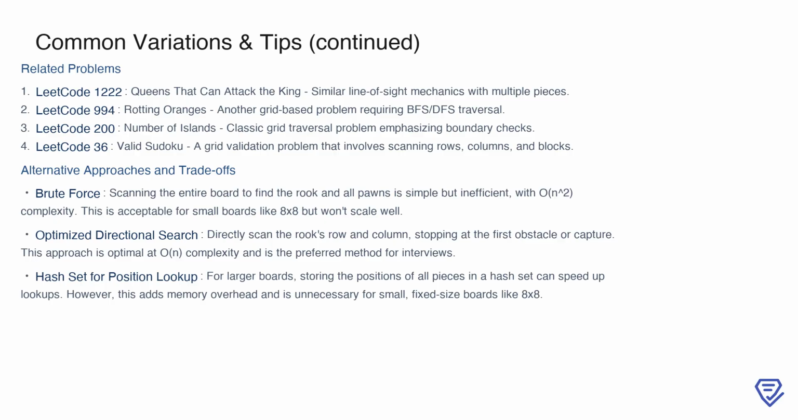When considering alternative approaches, brute force offers a simple but inefficient solution. By scanning the entire board to locate the rook and all pawns, you end up with O(n²) complexity, which works for an 8 by 8 board but won't scale well for larger grids. A more efficient method is optimized directional search, where you directly scan the rook's row and column, stopping at the first obstacle or capture. This approach is optimal with O(n) complexity and is typically preferred in interviews. For larger boards, you might consider using a hash set to store the positions of all pieces, which can speed up lookups. However, this comes with additional memory overhead and is unnecessary for smaller fixed-size boards like 8x8.